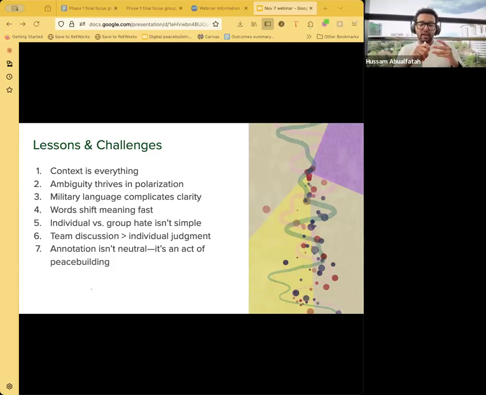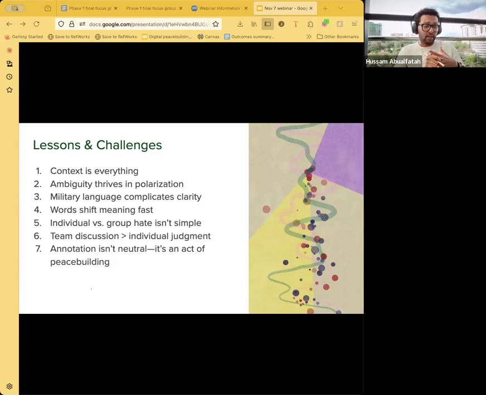The final thing is annotation is never neutral, because every label is an act of responsibility. If you get something wrong and you just go easy with it, that might silence victims or justify hate. And if we get something right, that can protect lives one day, maybe.